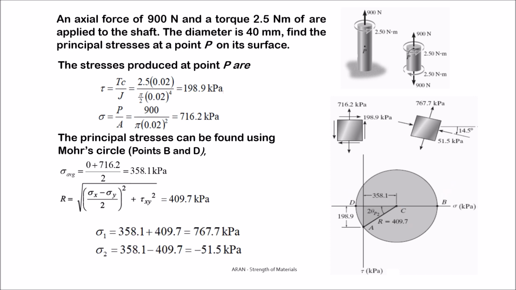What I have to do is, for point B, this is the maximum value. Finding this value is the location of the center plus R, and finding the minimum value is the location of the center minus R. You see, location of the center plus R gives you sigma 1. Location of the center minus R gives you the sigma 2 stress.